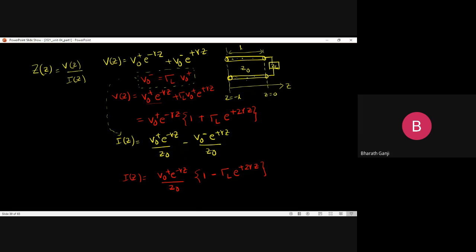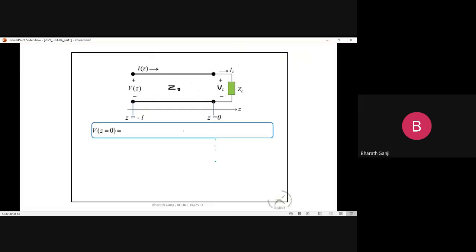Why do we have to write V naught minus again and again? For example, I have the knowledge of the reflection coefficient at the load, because I know that the reflection coefficient at the load is nothing but ZL minus Z naught divided by ZL plus Z naught. So I'm going to write my voltage and current expressions like this, which I'll use from now onwards. Let us write them again so that you get practice.